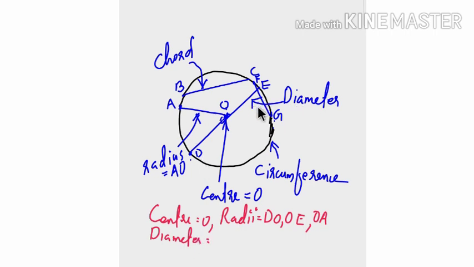Now what is the diameter? Diameter is DE, the longest chord, or the chord through the center. So DE is the chord through the center. So the diameter is DE. Now what are the chords? Let's write the chords here. BC is the first chord. FG is also a chord. DE is also a chord. Diameter is also a chord. So these are the parts of the circle.